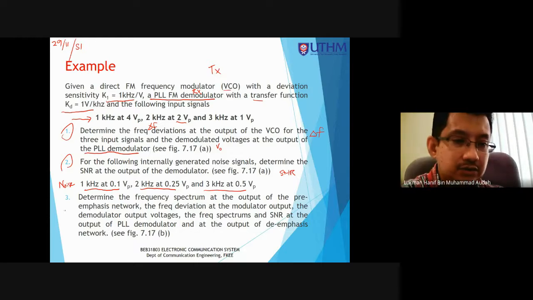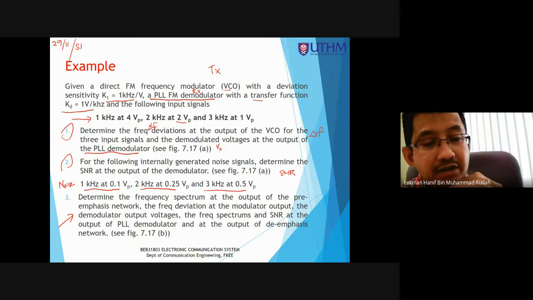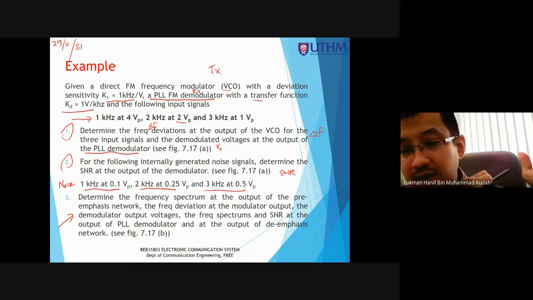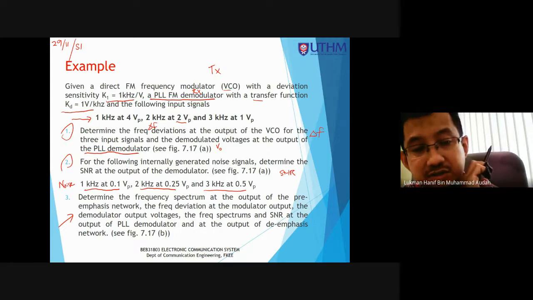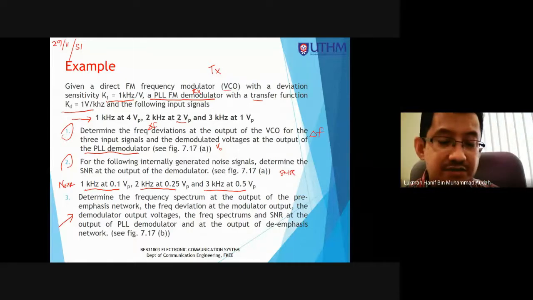Kemudian soalan ketiga, okay. So soalan ketiga repeat again the first and second questions, but this time you are using the pre-emphasis and de-emphasis method. Okay, soalan 1 dan 2 tanpa adanya pre-emphasis de-emphasis. Soalan ketiga repeat soalan 1 dan 2 tetapi dengan menggunakan kaedah pre-emphasis and de-emphasis.